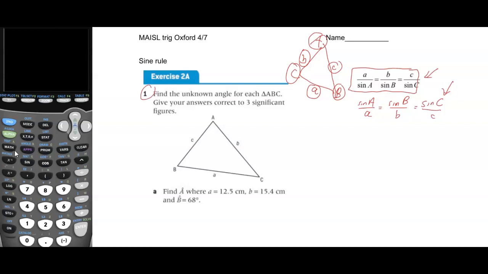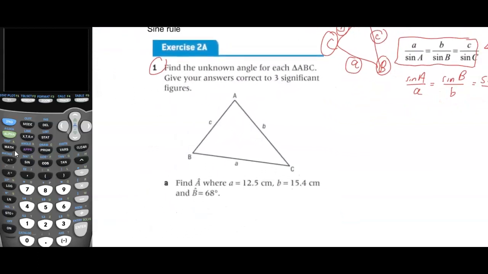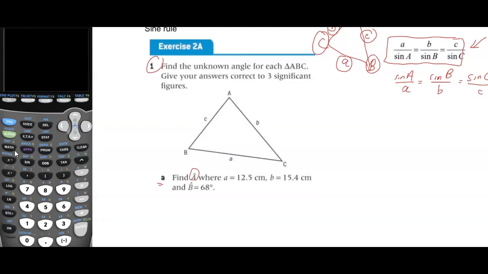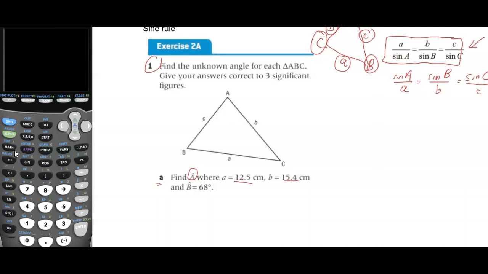Find the unknown angle for each triangle ABC. So we have the first triangle ABC defined here. We can use the same picture for all of them. For this first one, it says find angle A, where side A is 12.5, side B is 15.4, and angle B is 68. So let's label each one of these things.